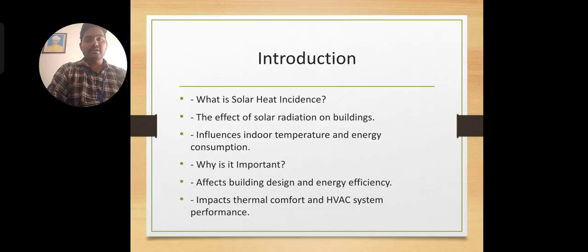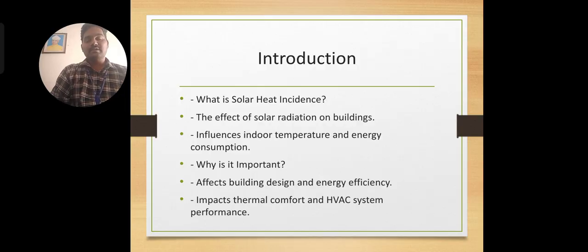Also if you see here, why it is important: because of building design and energy efficiency, and then there is an impact on thermal components like HVAC systems performance. Other than that, the building receives certain stresses from the temperature, so it also affects the durability of the building. Otherwise, if you don't care about all those things, definitely we will have problems, failures from a durability point of view.